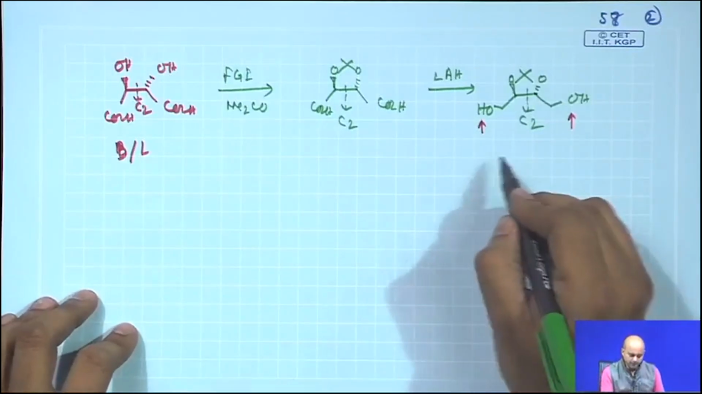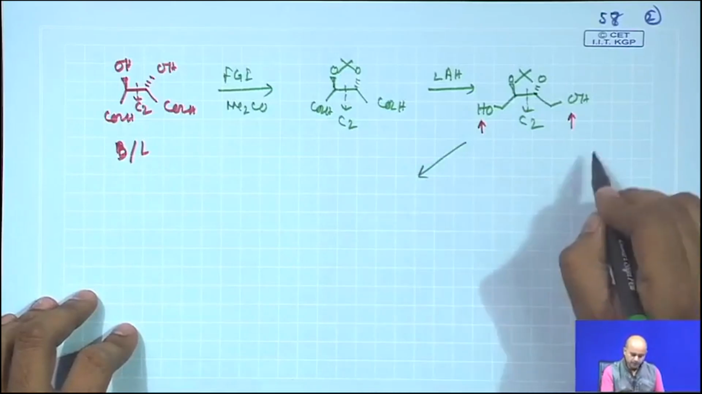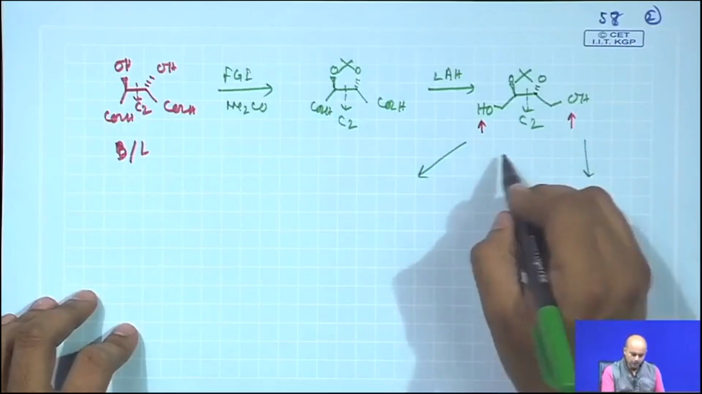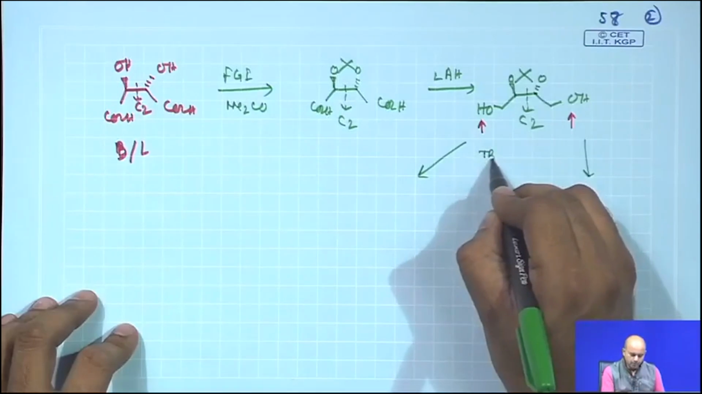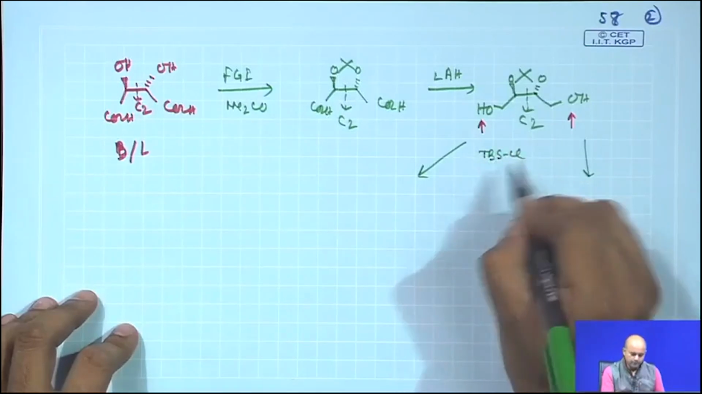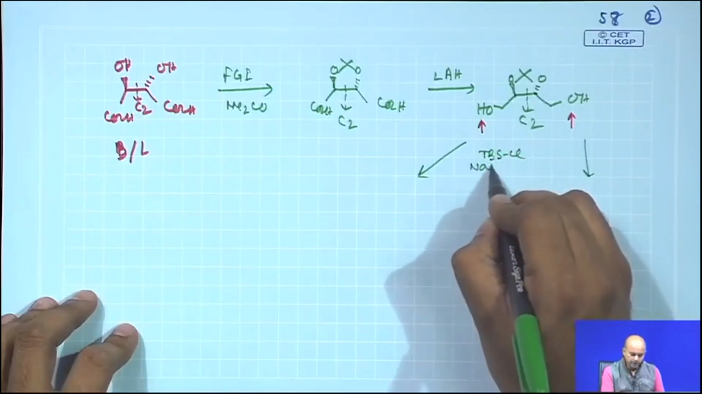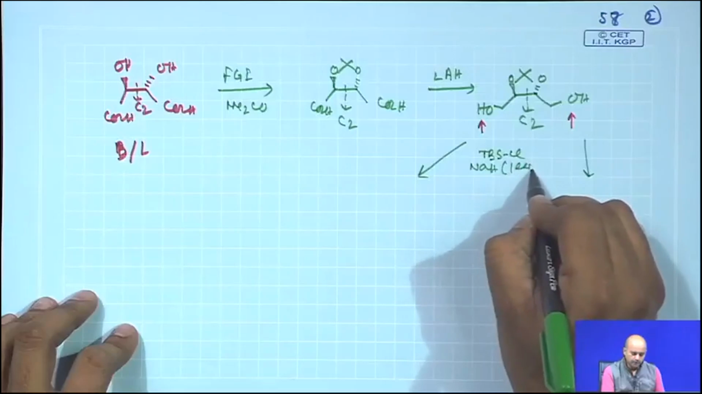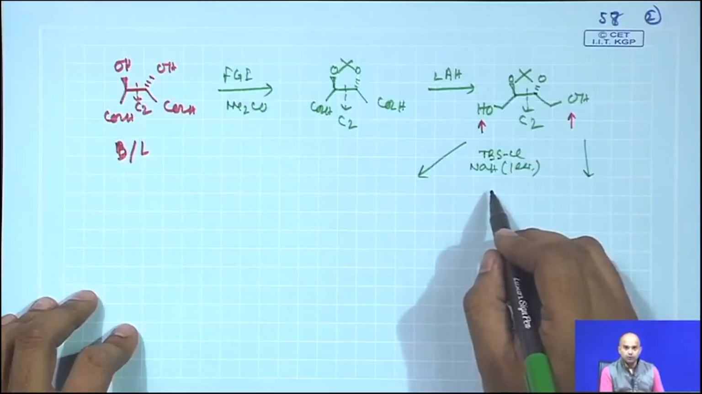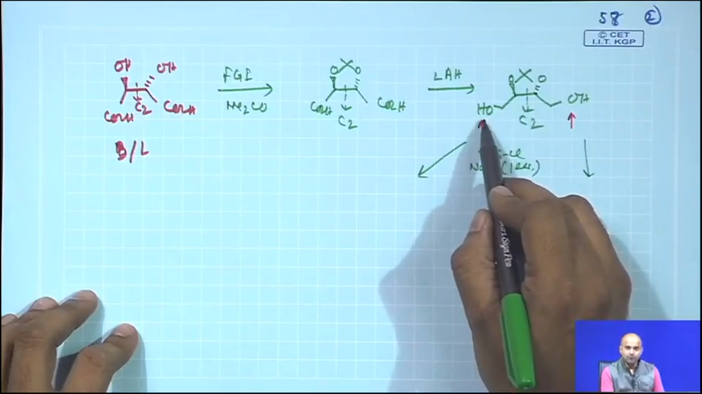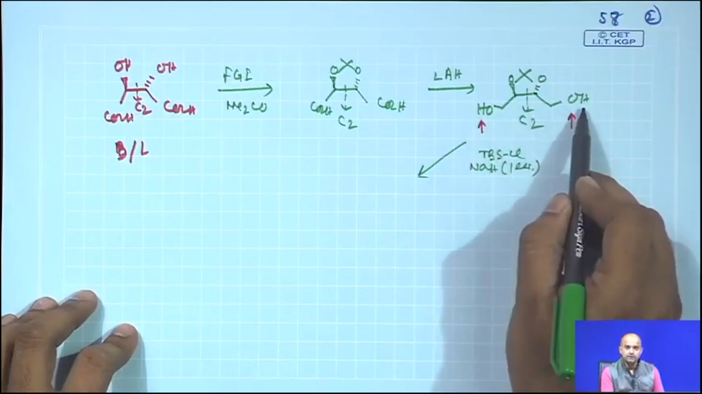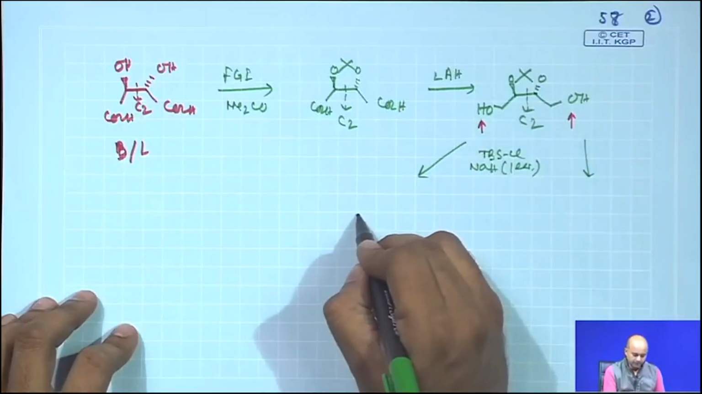So, what does it mean? Now I give one equivalent of TBS chloride and one equivalent of sodium hydride, basically the McDougal protocol, which you have explained earlier. So you expect that one CH2OH will be protected, and that is fine.